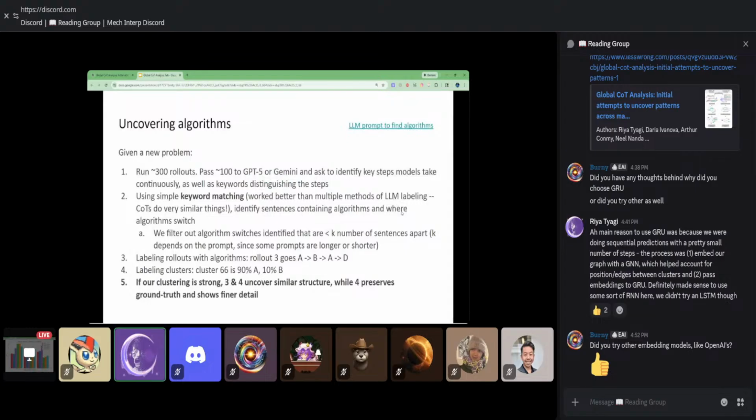The idea here is really simple. Basically, we are finding what we call algorithms, or in our blog post, algorithm steps. I'll use algorithm steps for clarity. So given a new problem, we run some large number of rollouts, like 300. We give a lot of them to GPT-5 or Gemini and ask it to identify key steps that models take continuously to solve these questions, as well as keywords that distinguish these steps.